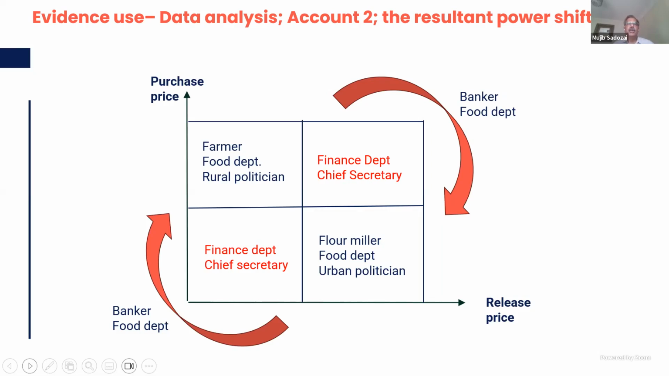So the team used their deep access and collected scattered food department data, did the analysis and built a picture that was not present, of course. At the same time, it brought to light the hitherto obscure account 2 that I referred to earlier, which was essentially off budget and often hidden from the oversight of the central finance department, despite there being a government guarantee on commodity loans. So the power shift was now visible, moving more towards the finance department and the chief secretary because of this disclosure and sharing of knowledge.